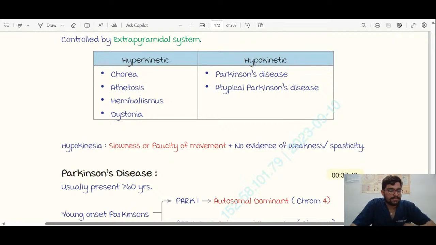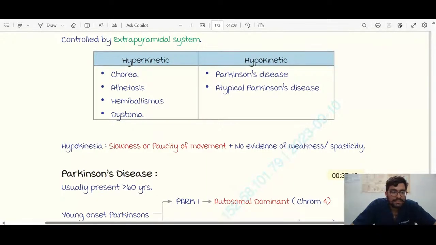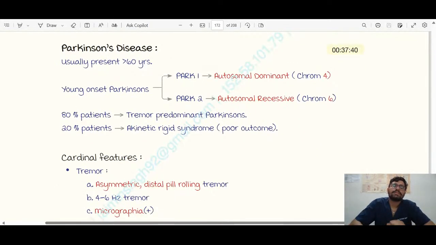Continuing with Parkinsonism disease, hypokinesia is where slowness or paucity of movements takes place with no evidence of weakness and spasticity. As you know, usually Parkinsonism is a disease which takes place after 60 years of age. So old patients are more commonly affected. It doesn't mean that young patients are not affected. Young patients are also affected.